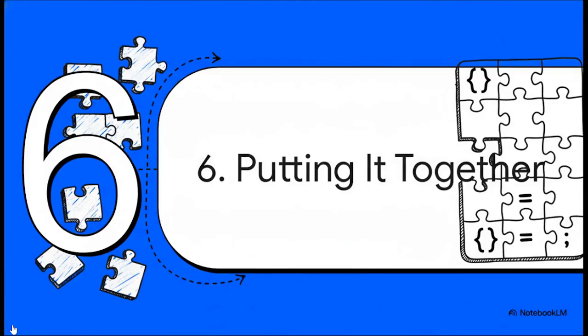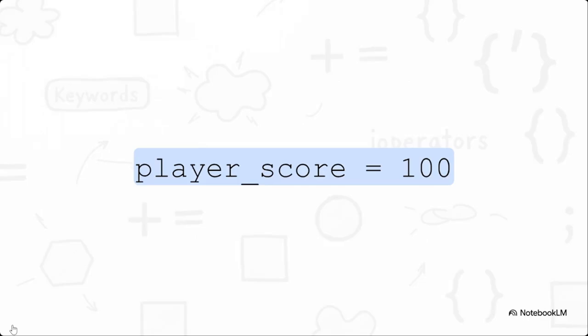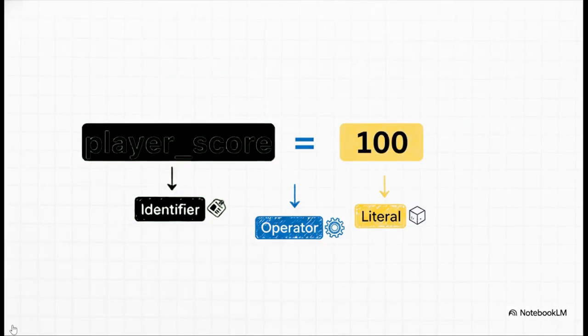Now, let's circle all the way back to that original puzzle we started with and put our new knowledge to the test. Remember this little guy? player_score = 100. When we first looked at it, it just seemed like one simple command. But now we know better, don't we? We can actually see the individual tokens hiding there in plain sight. And there it is. The computer doesn't see one thing. It sees 3 distinct tokens.